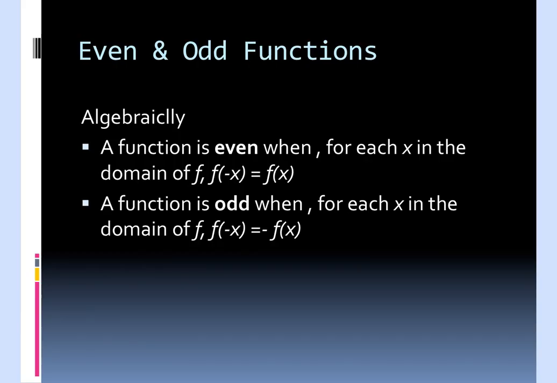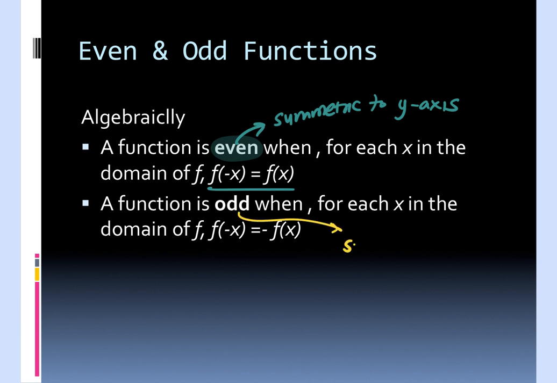All right, last in this section is even and odd functions. An even function is symmetric to the y-axis. So if you're looking at a graph, if I can fold it on the y-axis, it is symmetric, or it is even because it's symmetric to the y-axis. I'll explain this in a minute. An odd function is symmetric to the origin.